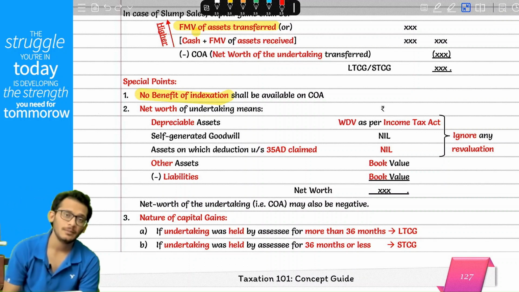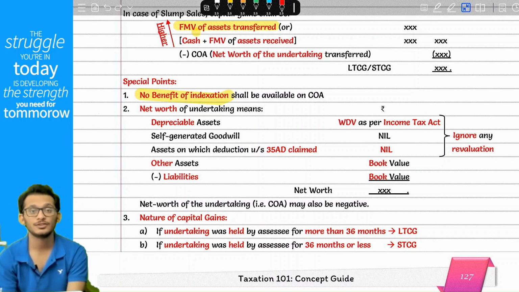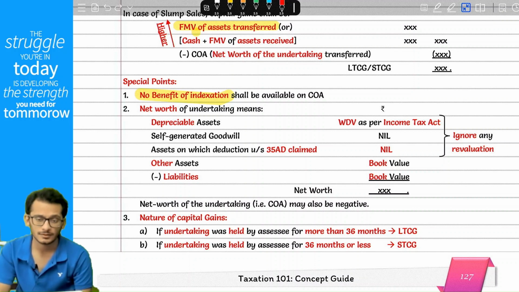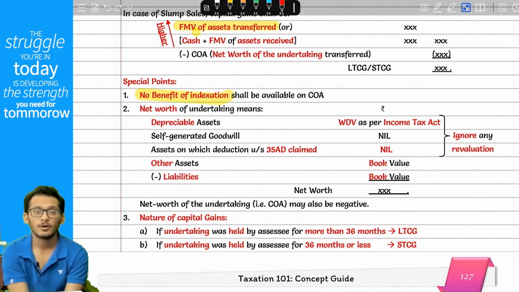At any point of time, if your accounting books have any revaluation done, income tax does not favor revaluation, so you will ignore those revaluations for the purpose of cost.